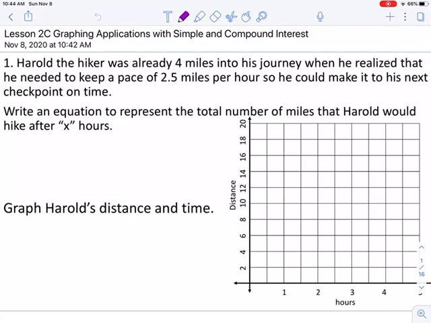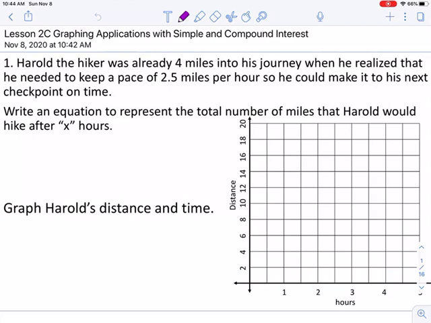Okay, this is lesson 2C, applications of graphing equations with two variables. Keeping in mind that we already learned about slope, y-intercept, and x-intercept, and how to use those to graph a line from an equation. Now we have to be able to write the equation from the word problem and then determine from the equation how to graph the line.